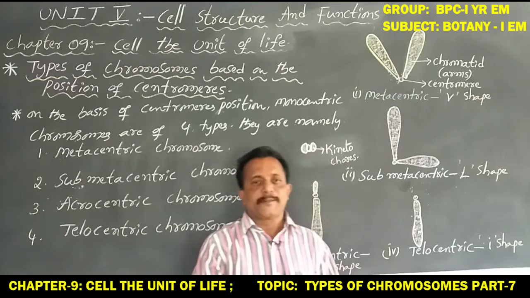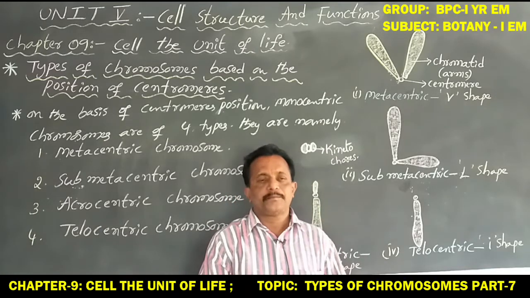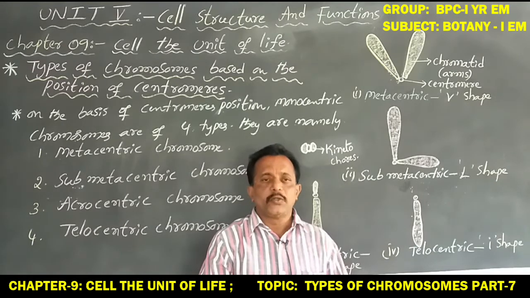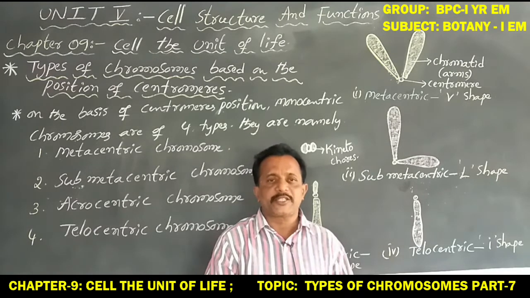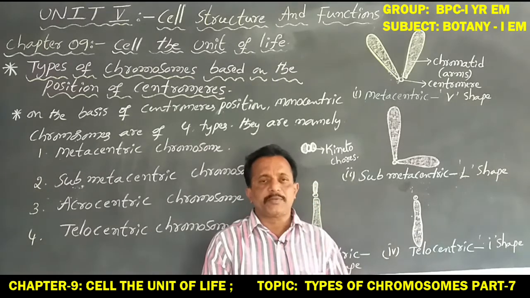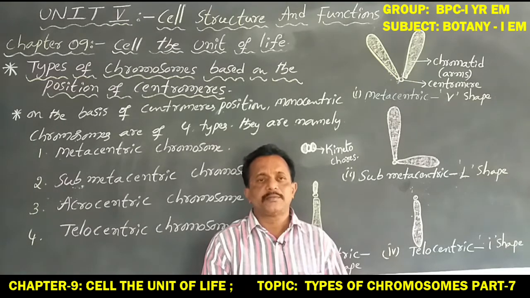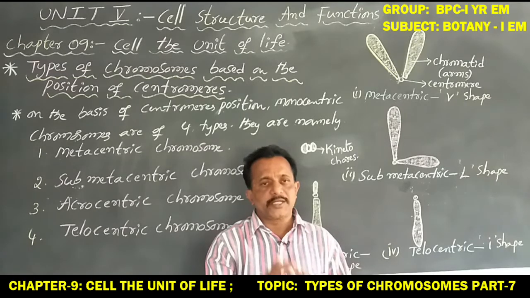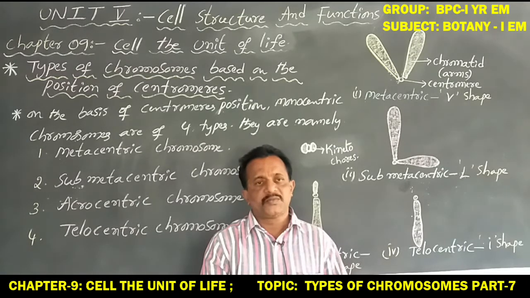Today we are going to discuss the types of chromosomes based on the position of centromeres. Dear students, in general the nucleus has nuclear protein fibers called chromatin. After some time these chromatins become condensed chromosomes, or short-ended chromosomes. Now, let us discuss the meaning of centromere.